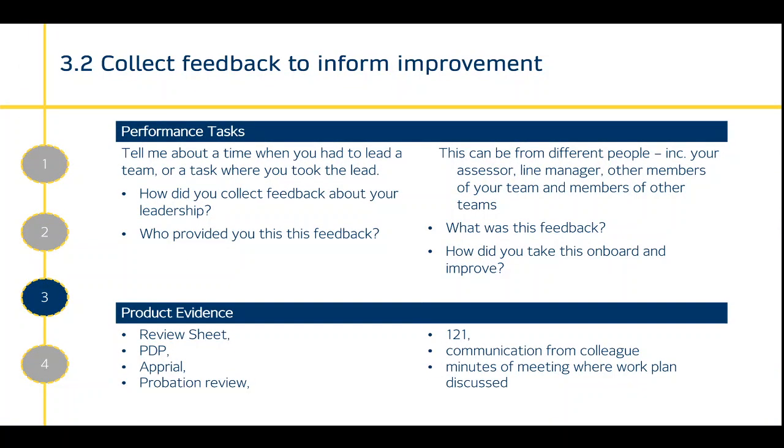3.2, collect feedback to inform your improvement. This is simply that you are receiving feedback from others to inform improvement, particularly around the communication, because this outcome 3 is about communicating tasks and activities to colleagues. So any sort of feedback you've got from your colleague when you've allocated them a task and you've taken that on board.